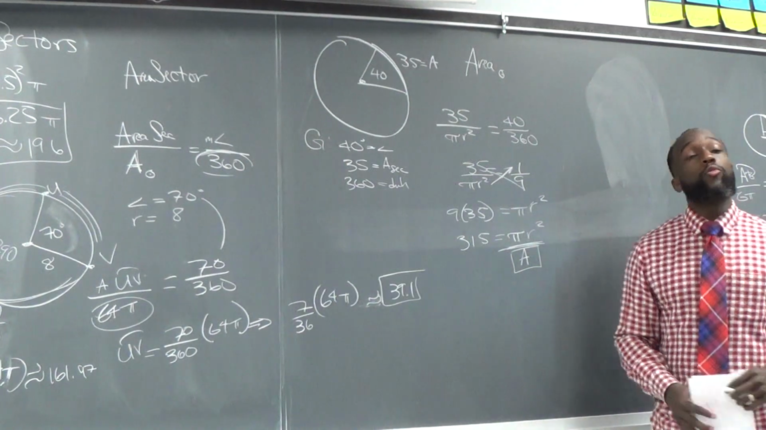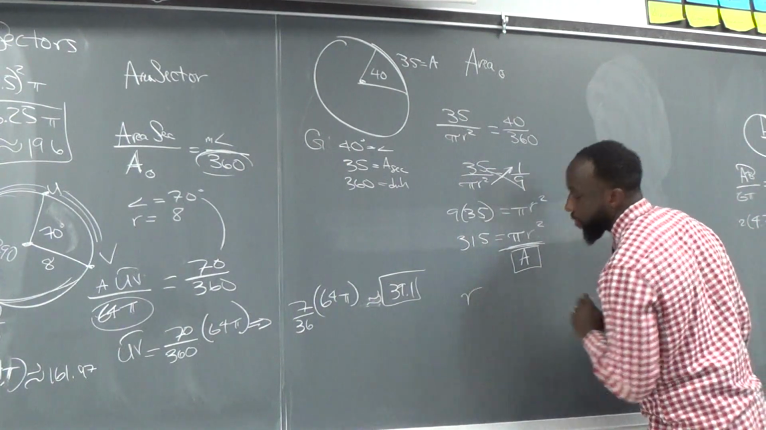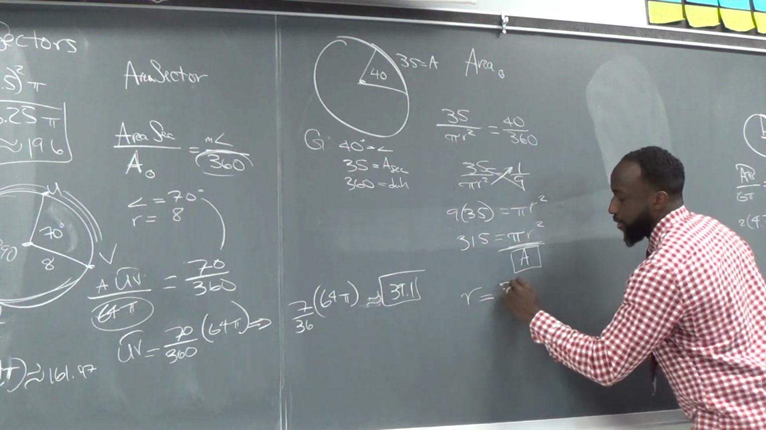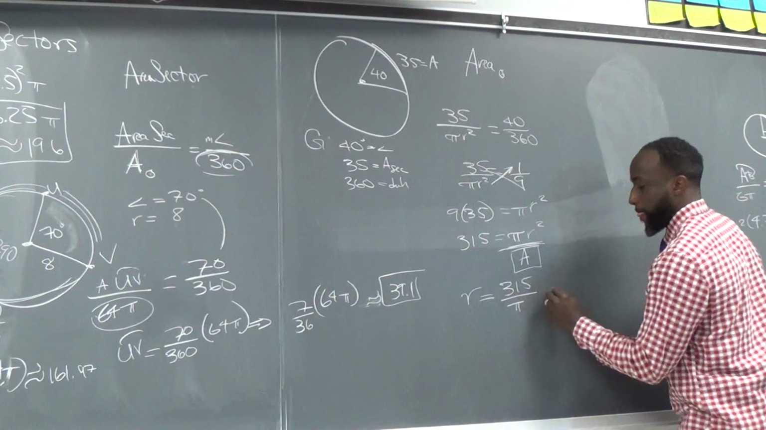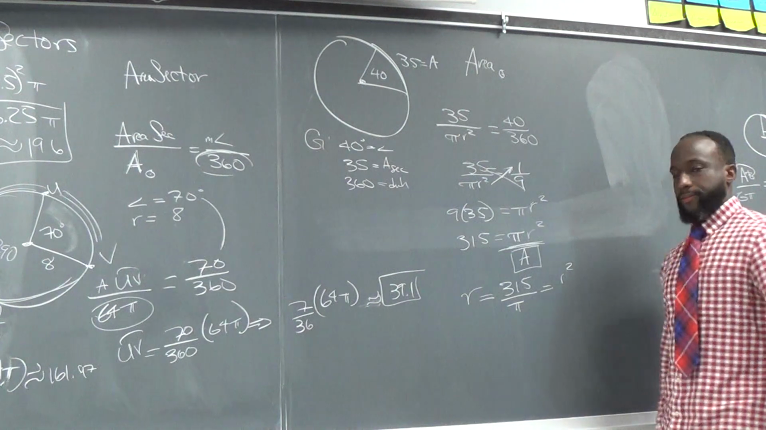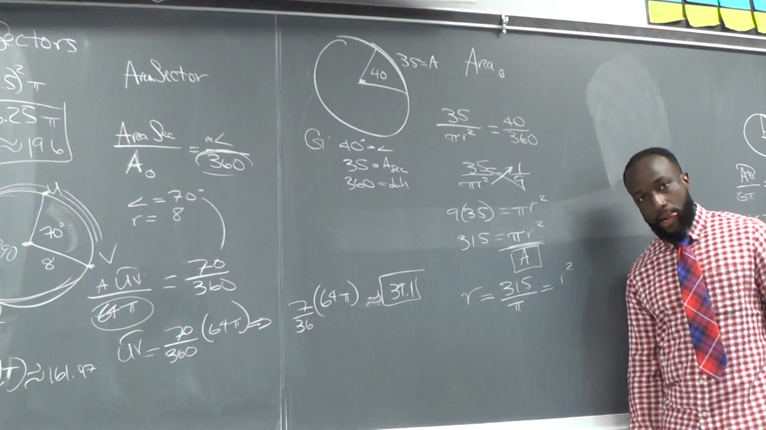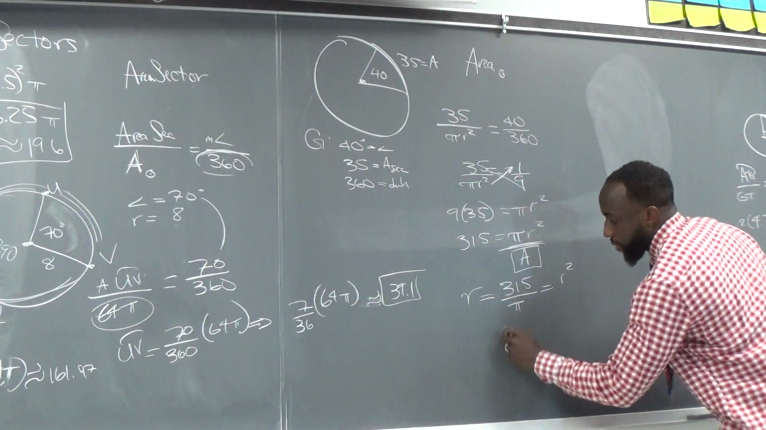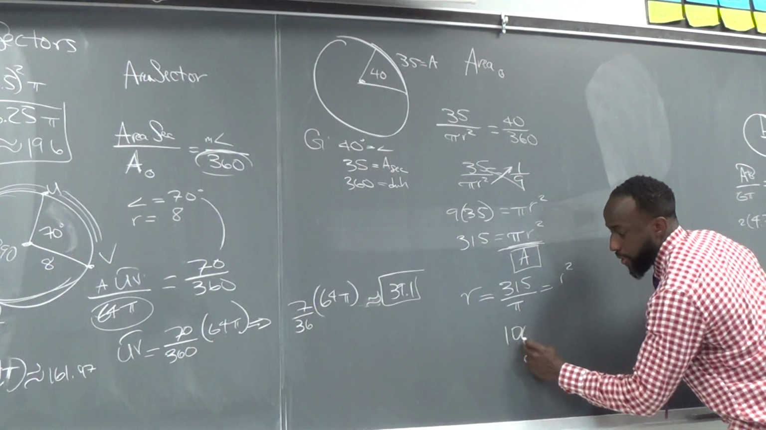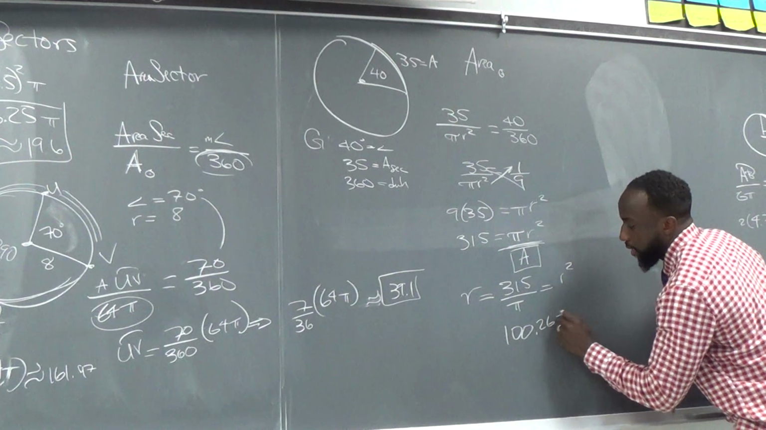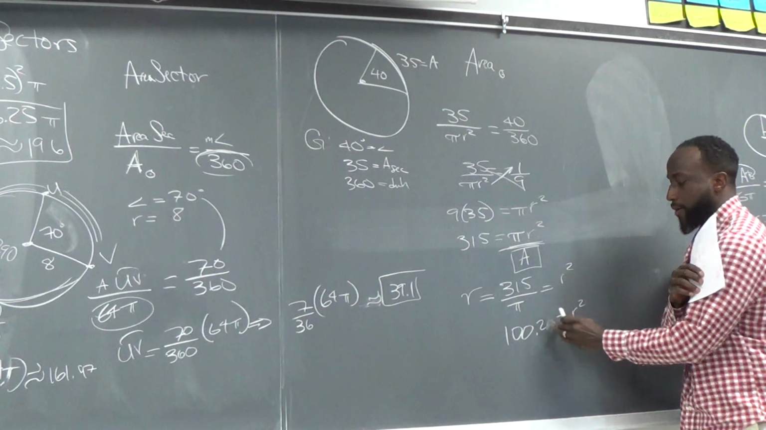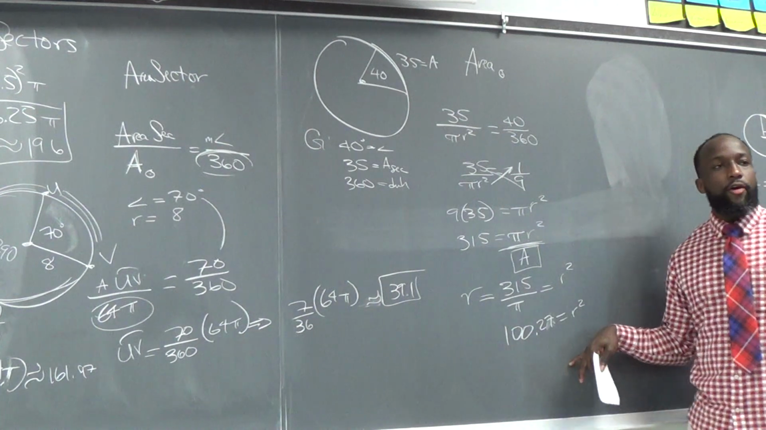Now, what if you're trying to find the radius? You divide by pi. Let's divide it by pi. 315 divided by pi equals r squared. You get 100 point what? 100.26. It's roughly 100.27, because you're rounding. So then how do you get r?